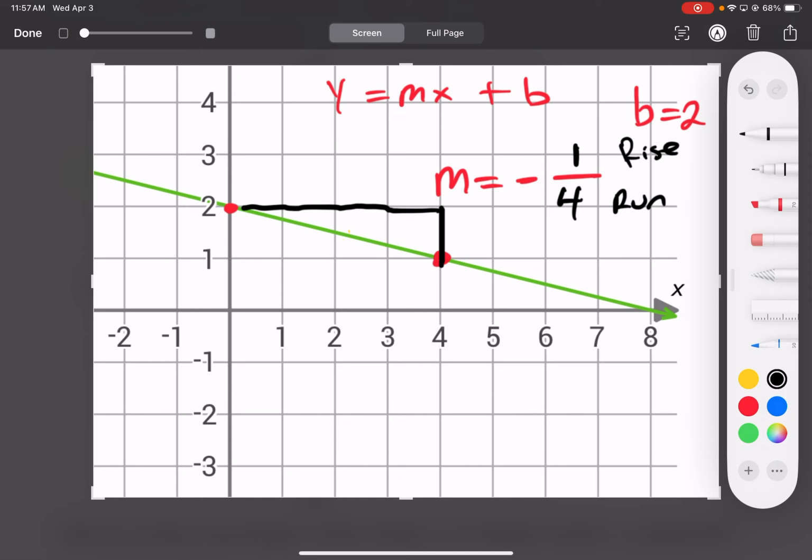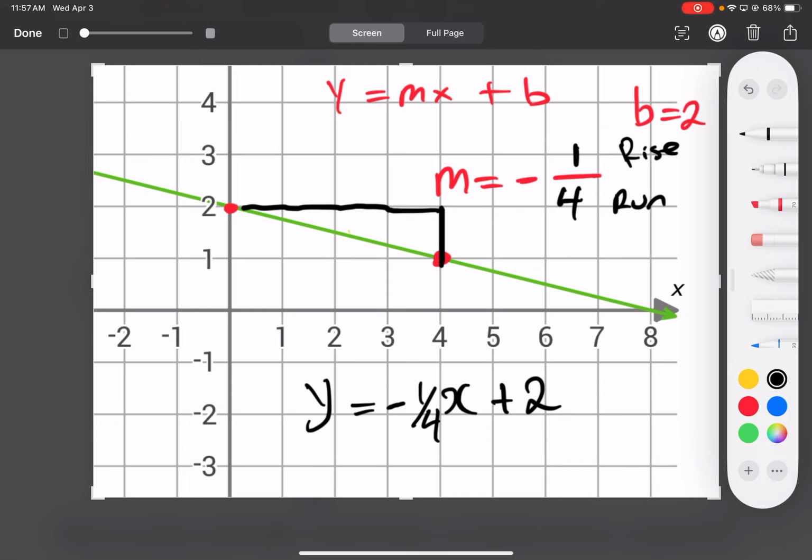So, got it? Now let's write the equation. It's y equals mx plus b. So y equals what? What is my slope? Negative 1 over 4 x plus 2. Got it? And that's what I type in on IXL. Are we good? Remember that. Let's go on IXL right now.